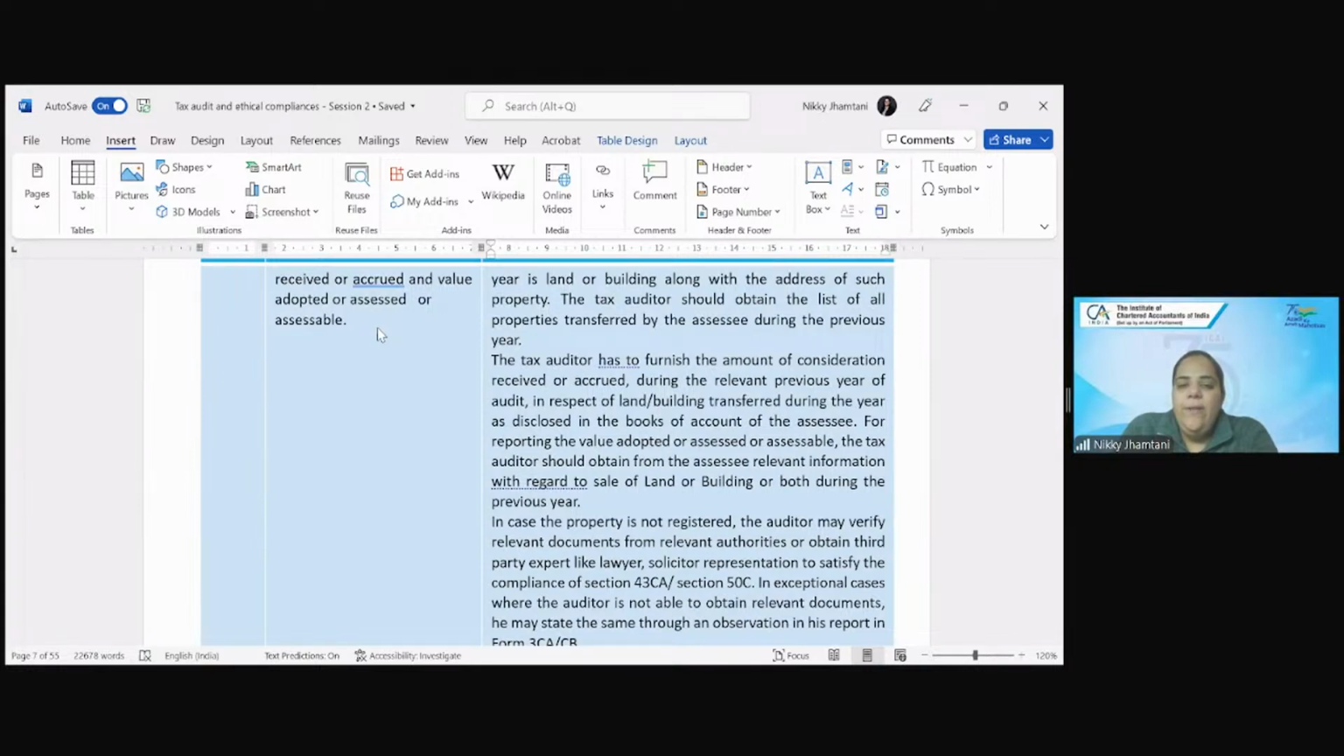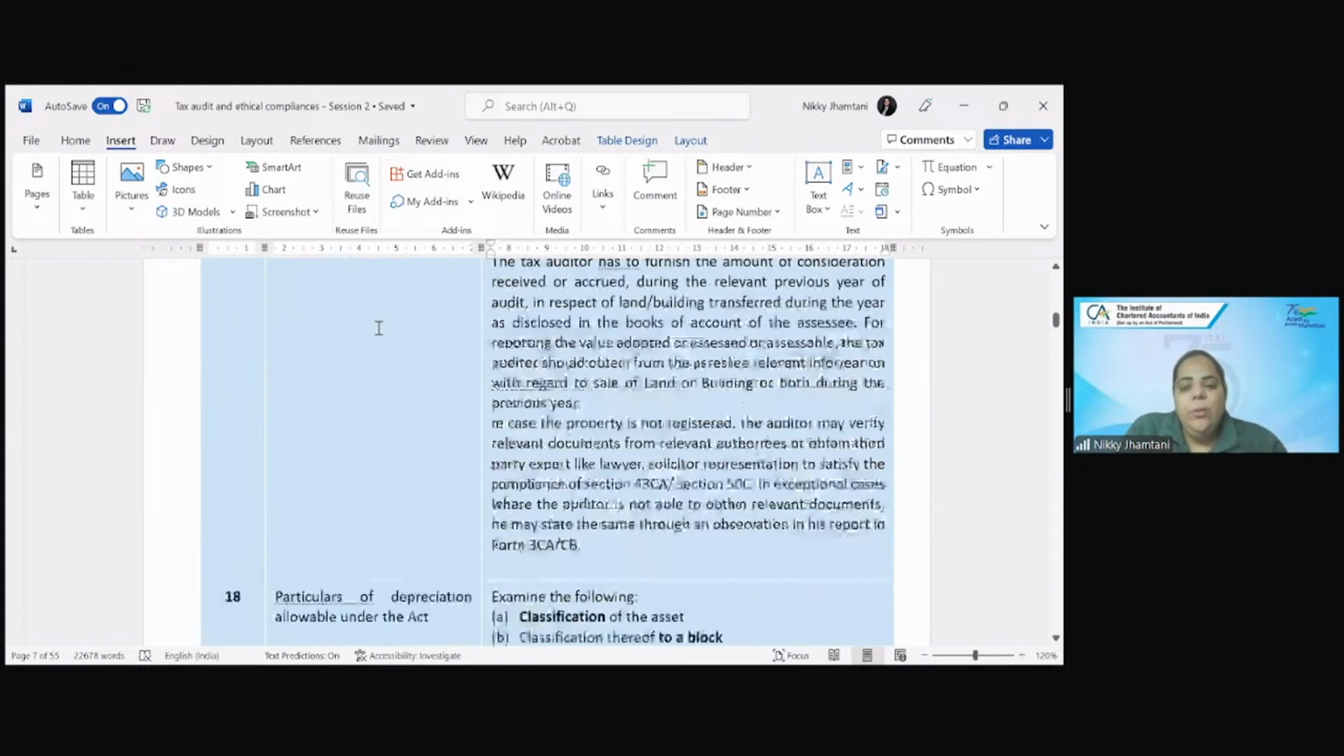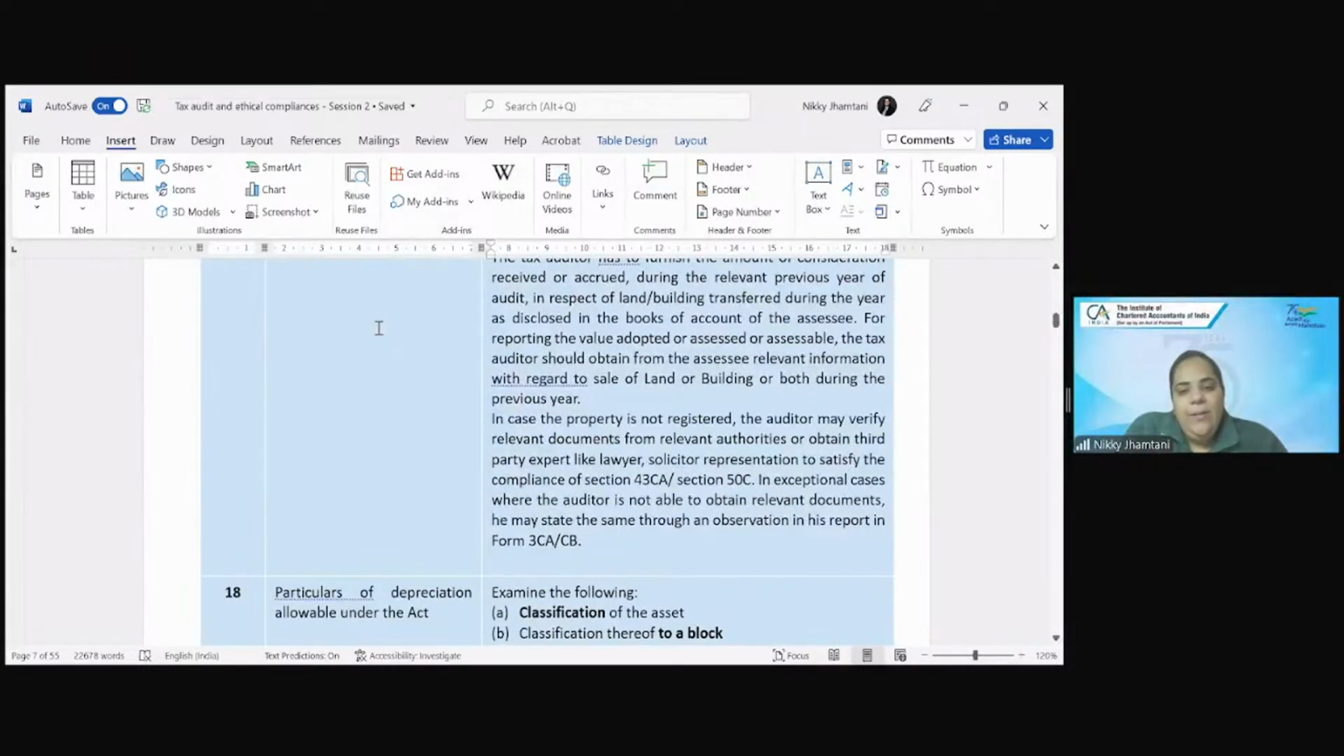For reporting the value adopted or assessed or assessable, the tax auditor should obtain from the assessee relevant information with regard to sale of land, building or both during the previous year. In case the property is not registered, the auditor may verify relevant documents. तो अगर प्रॉपर्टी रजिस्टर्ड नहीं है तो जो भी relevant documents है वो relevant authority से या third party experts से like lawyers, solicitors, etc. to satisfy the compliance of 43CA and 50C.